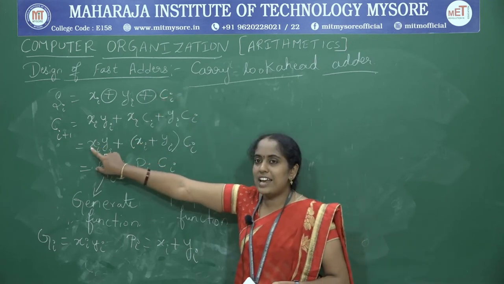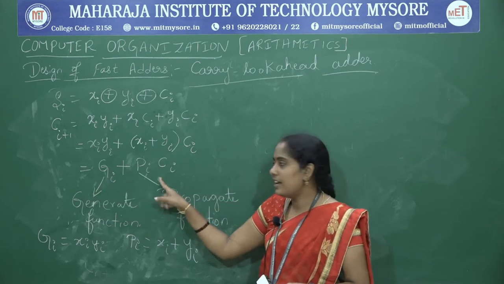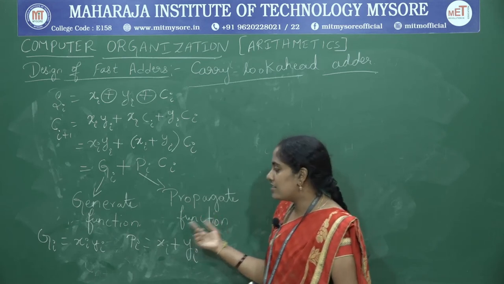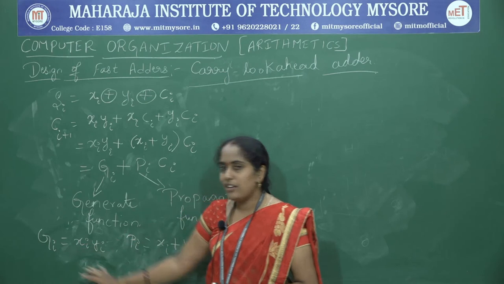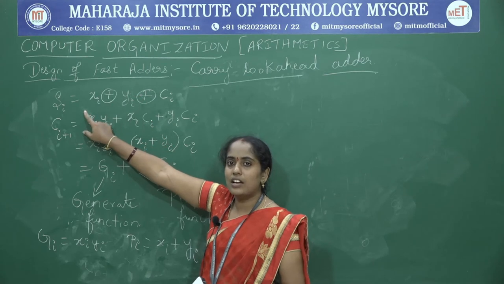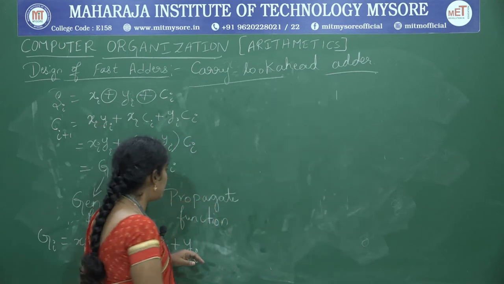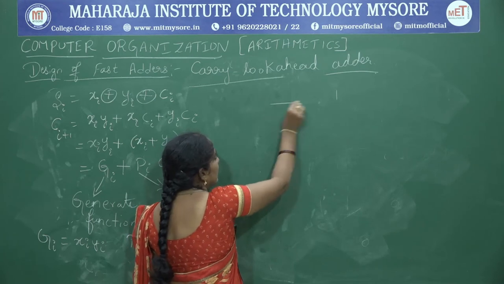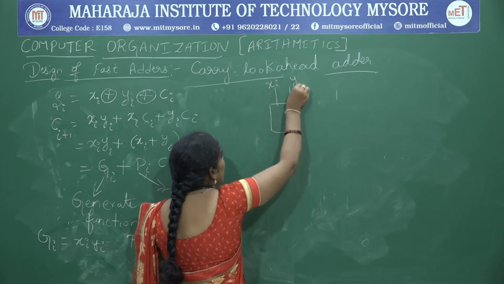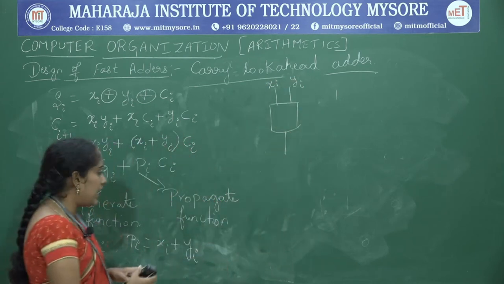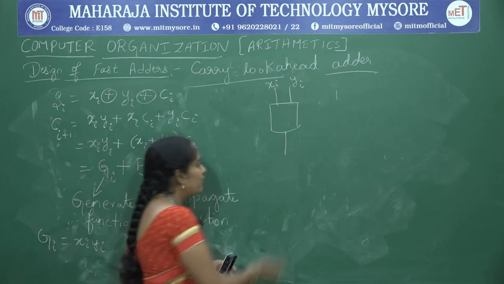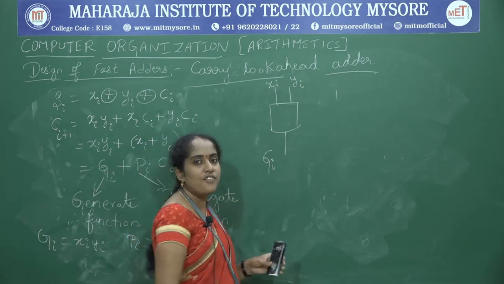So we rewrite this carry function as Gi plus Pi Ci. Here Gi is the generate function and Pi is the propagate function. For this we need one AND gate for Gi, one OR gate for Pi and one XOR gate for Si. Now write the logical diagram for this. Say for example, we have Xi and Yi. By using this AND gate, you can generate the Gi function.